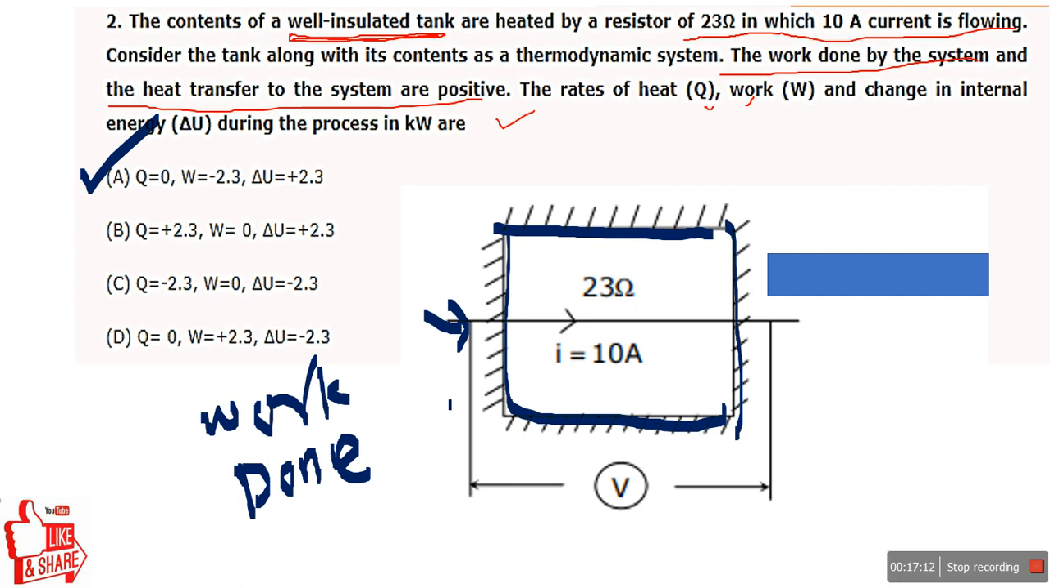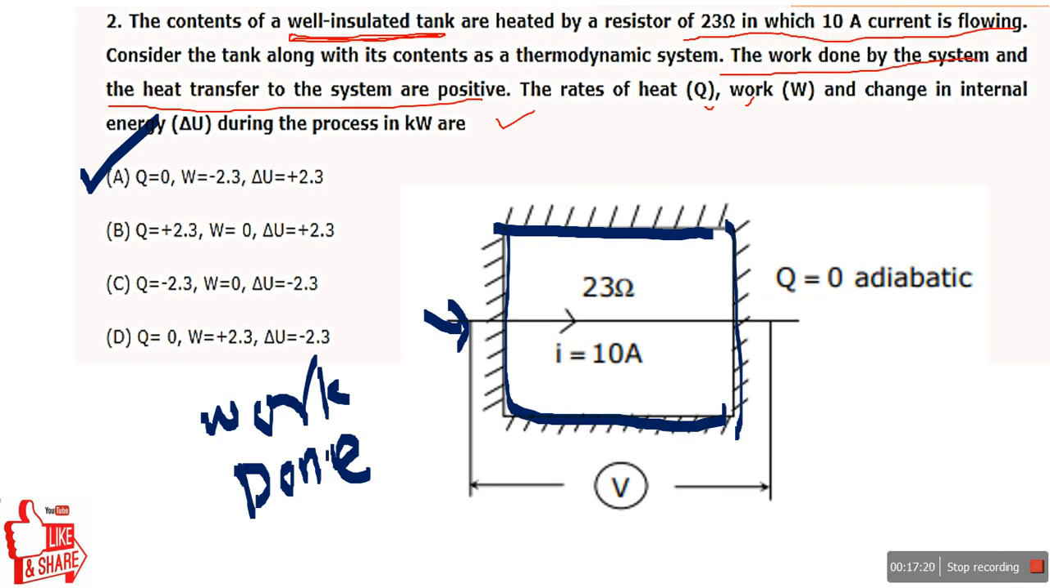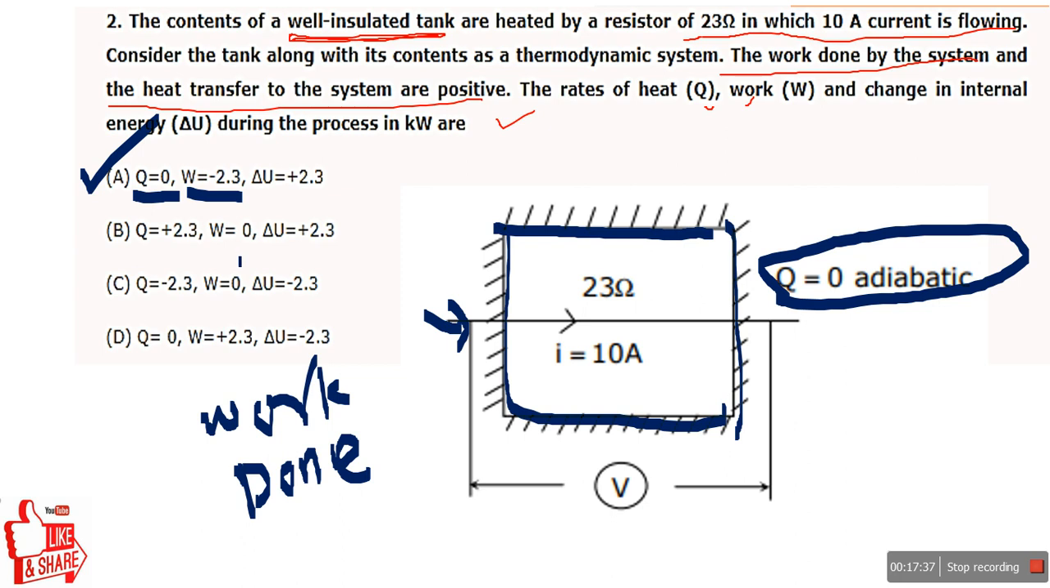I am going to also solve all the values here, but we will see logically. I initially told that it is a well insulated tank, so Q is 0, and work is done on the system to heat this chamber, so work is negative. So Q is 0 and W is negative. Among the remaining options, W is 0 in some, and one option shows W positive, so these options are wrong. So we can logically solve by using the options.